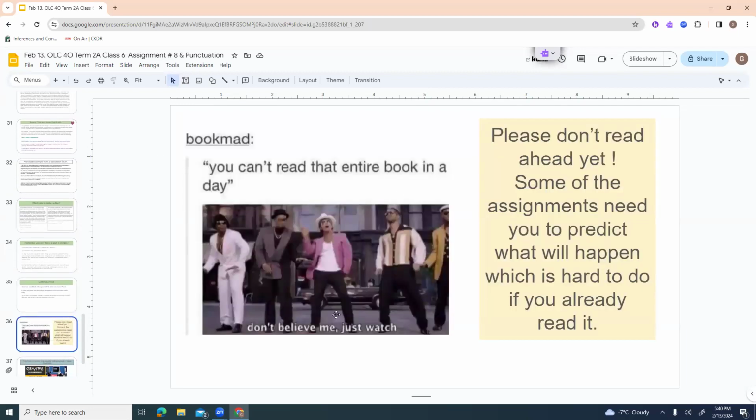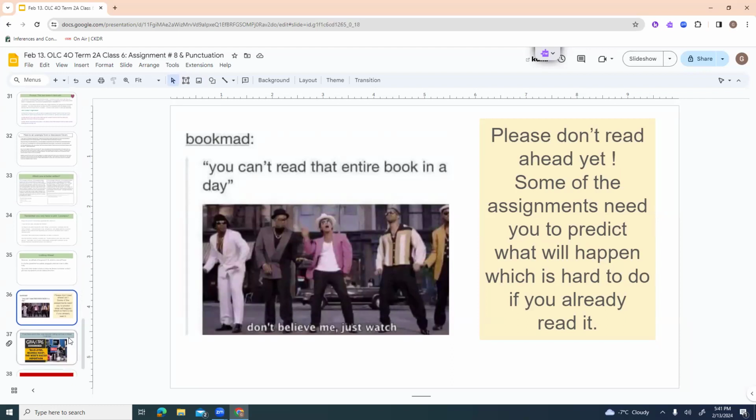This is my little meme here I grabbed from somewhere. You can't read that entire book in a day. Don't believe me, just watch. Okay, don't read ahead of chapter 1 though, because some of the assignments that come up need you to make predictions. I've had a few students tell me, oh, I just got started and I've read the entire book. Oh no, it's going to make it harder to do some of the assignments if you read too far ahead. So I'm asking you not to, if you could please do that. I know that's kind of hard.